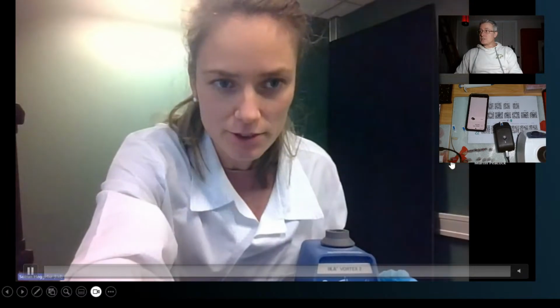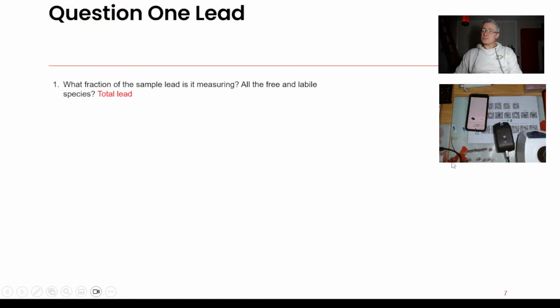Right, so you can see a video online, and I'll put a link to the video. So the questions that have come in, they're quite technical, but I'm happy to answer them. The question here is, what fraction of the sample lead is it measuring? All the free and labile species? So what we're measuring is total lead.